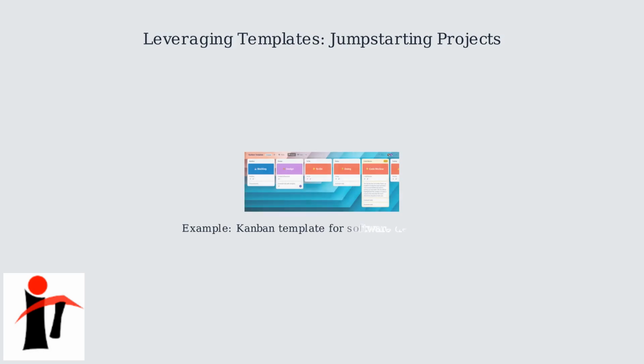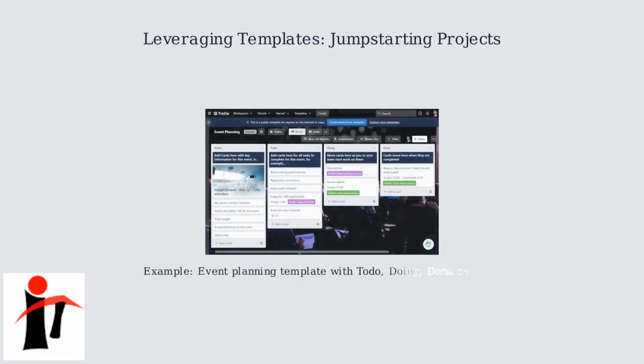For instance, a Kanban template includes columns like backlog, design, to-do, doing, code review, and testing. This structure helps organize tasks in a visual workflow. An event planning template might have columns for notes, to-do, doing, and done, making it easy to track progress on tasks like reserving venues and managing budgets.